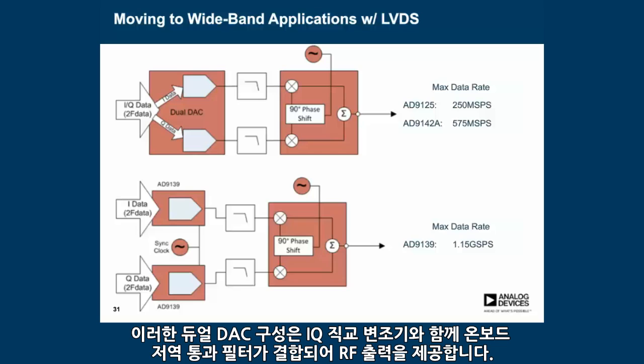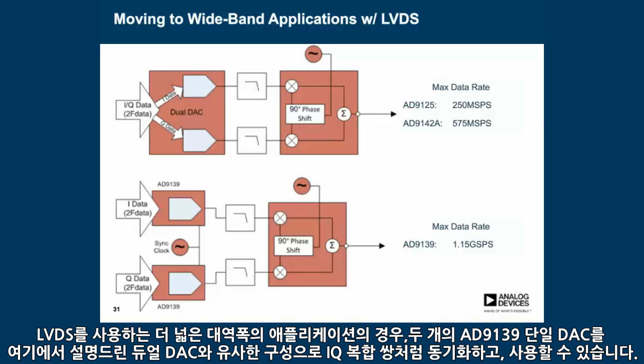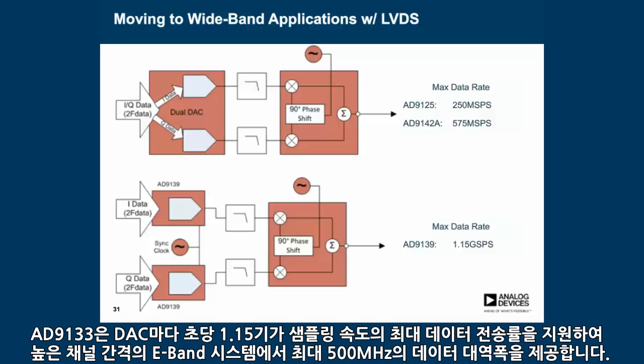These dual DAC configurations are paired with an onboard low-pass filter, followed by an IQ quadrature modulator providing an RF output. For even further wider bandwidth applications using LVDS, two AD9139 single DACs can be synchronized and used as an IQ complex pair in a similar configuration as the dual DAC shown here. The AD9133 can support a maximum data rate of up to 1.15 gigasamples per second per DAC, providing up to 500 megahertz of data bandwidth for the higher channel space E-band systems.